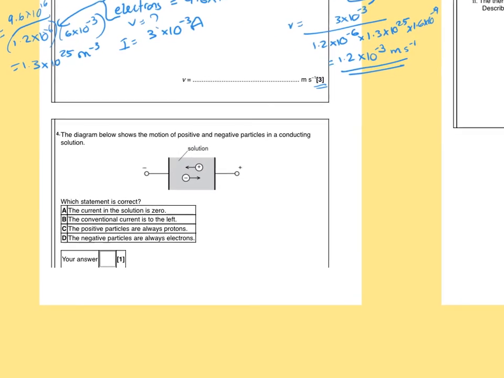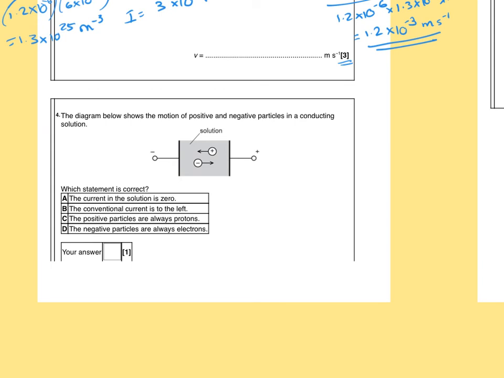Now we have this diagram. It's multiple choice again. It shows the motion of positive and negative particles in a conducting solution. So we have here an electrolyte. Which statement is correct? The current in the solution is 0. That's not correct, because you have current flowing, you have ions flowing. It doesn't make it 0, since you have positive and negative ions. And don't forget, when you do talk about electrolytes in actual written questions, you have to mention cations, anions, which electrode they go towards, and so on. So the first one's wrong. Need to cross that out.